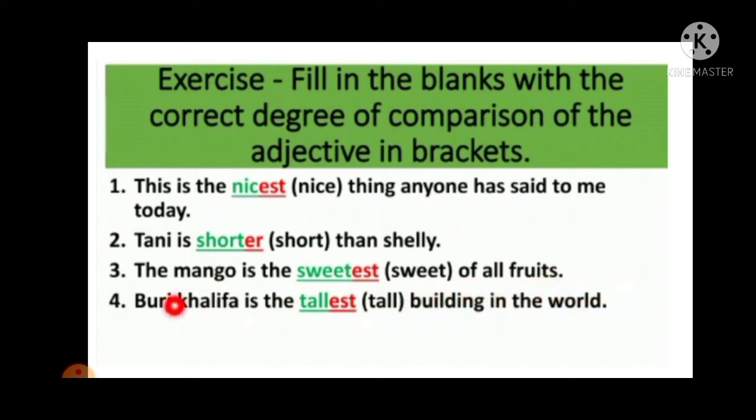Now the fourth one: Burj Khalifa is the dash (tall) building in the world. So here we use the superlative degree, that's why we are using -est. It is the tallest building in the world. So no other building is as tall as Burj Khalifa. That's why we are using -est here: Burj Khalifa is the tallest building in the world.